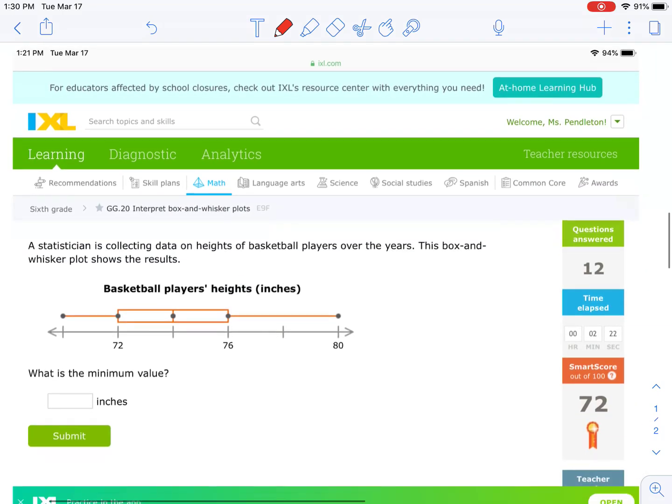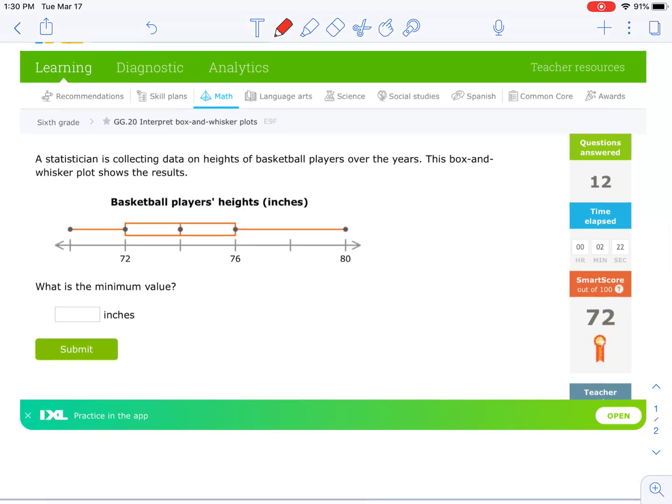The next type of question, again, is, do you know the parts of the box plot? This is the minimum value, this is the maximum value, this is the lower quartile, this is the upper quartile, and this is the median. So if they want the minimum value, they want the value right here. But again, I have to look at my scale, my number line. I'm thinking this would be 74, 76, 78, 80. So yes, this would be 70. My answer would just be 70.